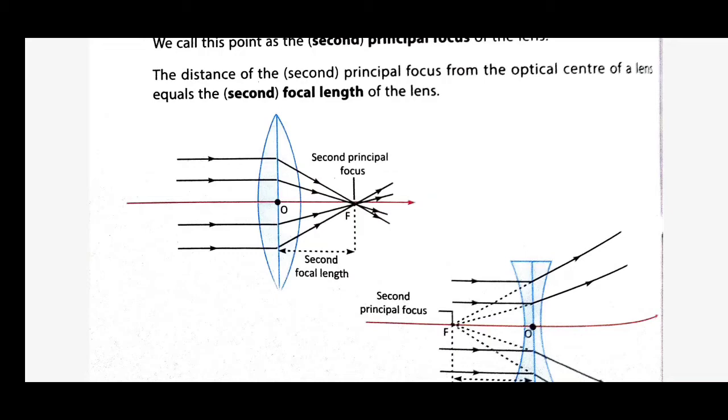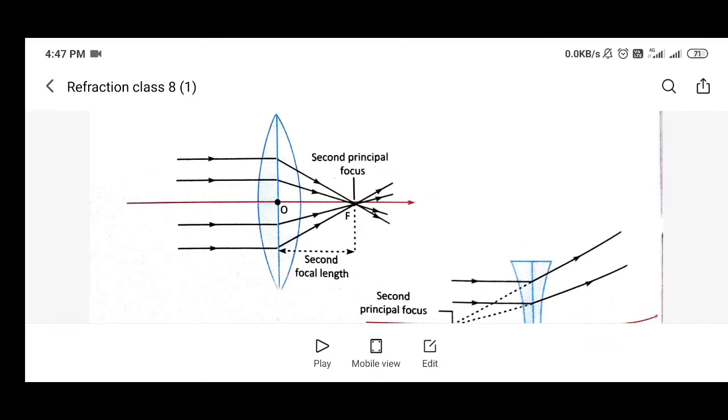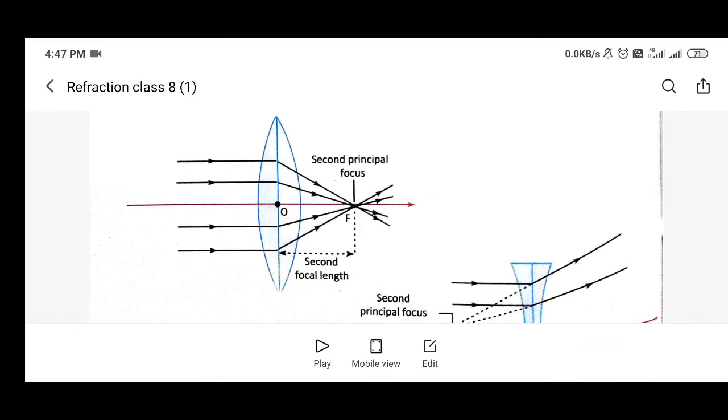The point on the principal axis where all the rays which are incident nearer and parallel to the principal axis meet really after refraction through the convex lens is known as the principal focus of the convex lens. And you have to draw this first image of a convex lens.